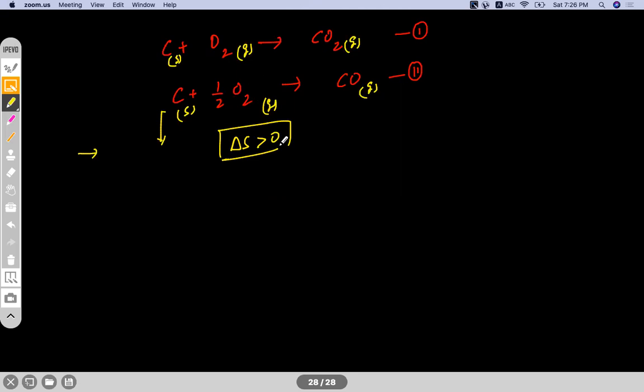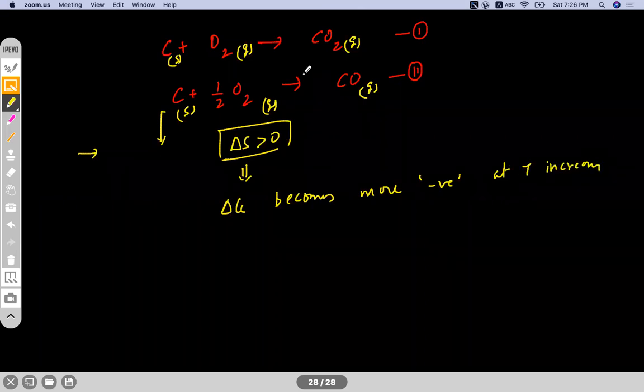That's why everything is reversed over here. So when delta S is positive, delta G becomes more negative as T increases. And that's why the graph goes like this, the obtuse angle slope we have, correct?